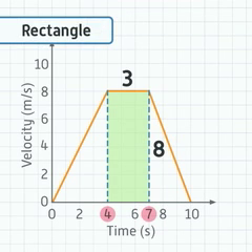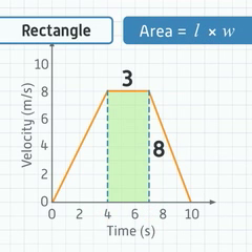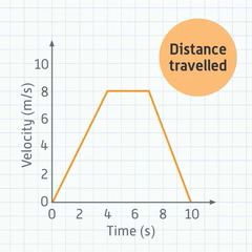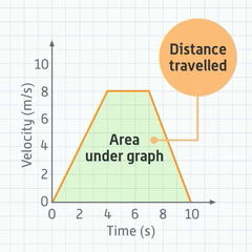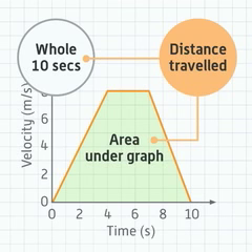The graph forms a rectangle here, and the area of a rectangle is given by length times by width. In fact, we can find the distance travelled in any period by finding the area under the graph for this interval. Let's use the graph to find the distance travelled during the whole 10 seconds.